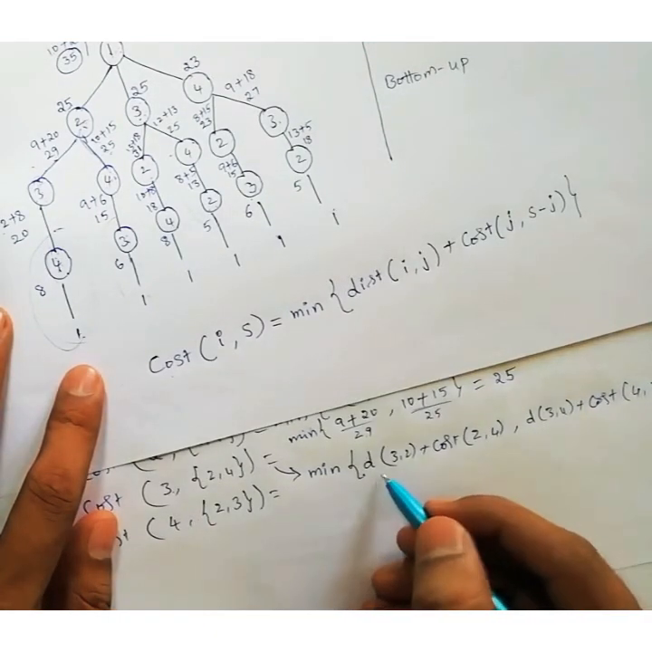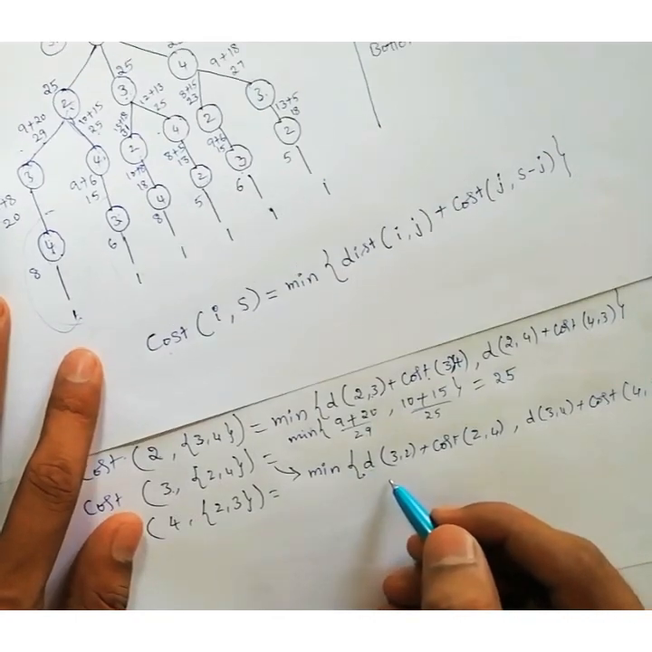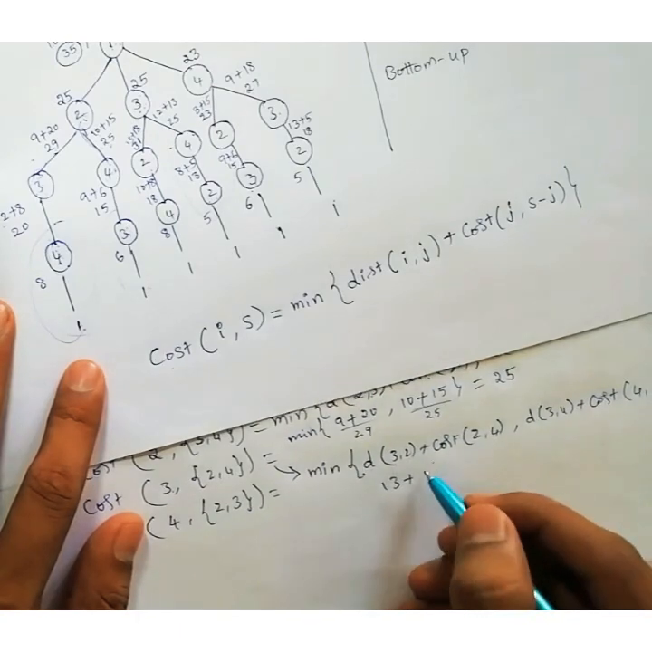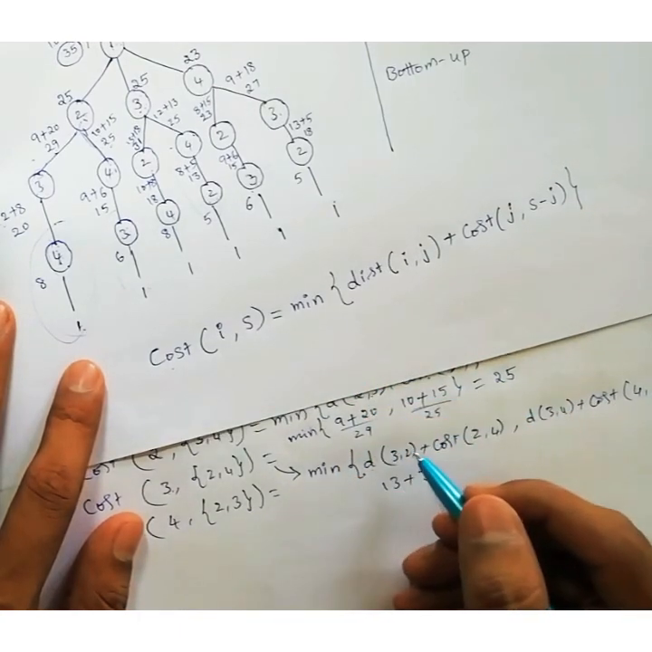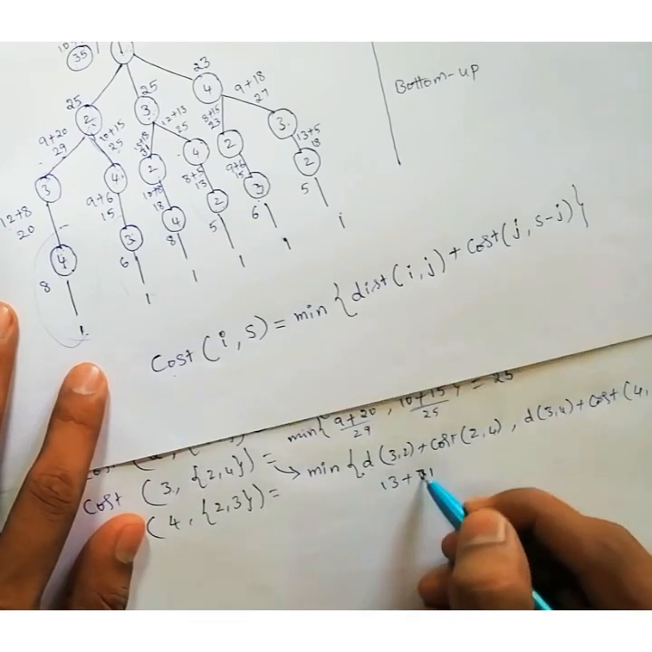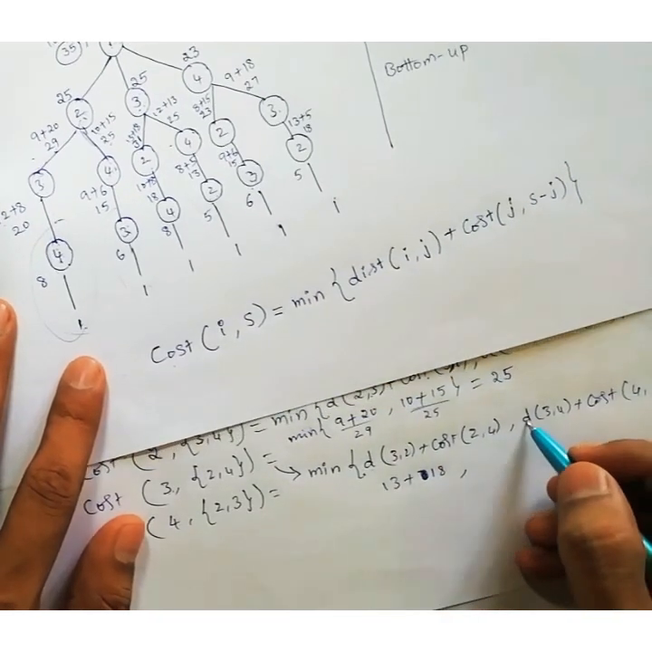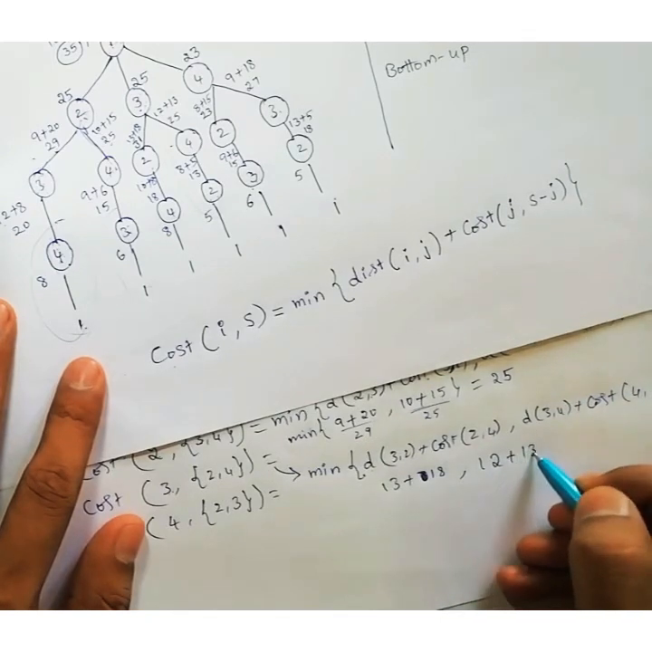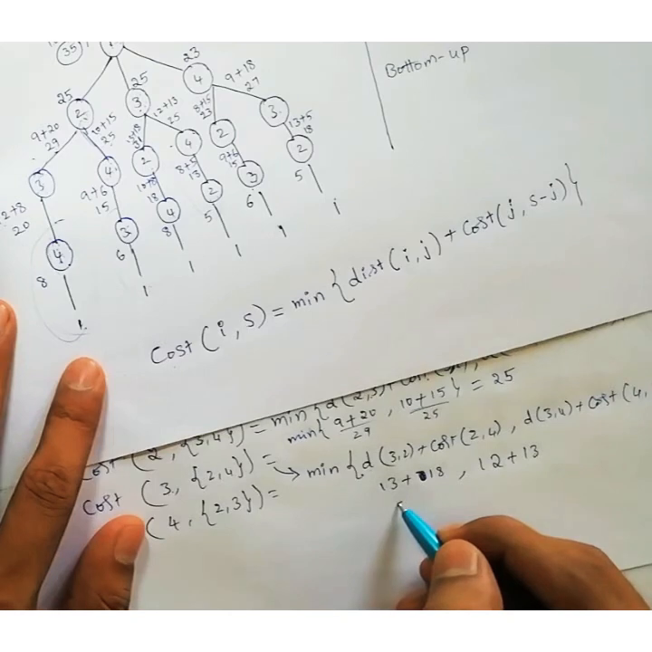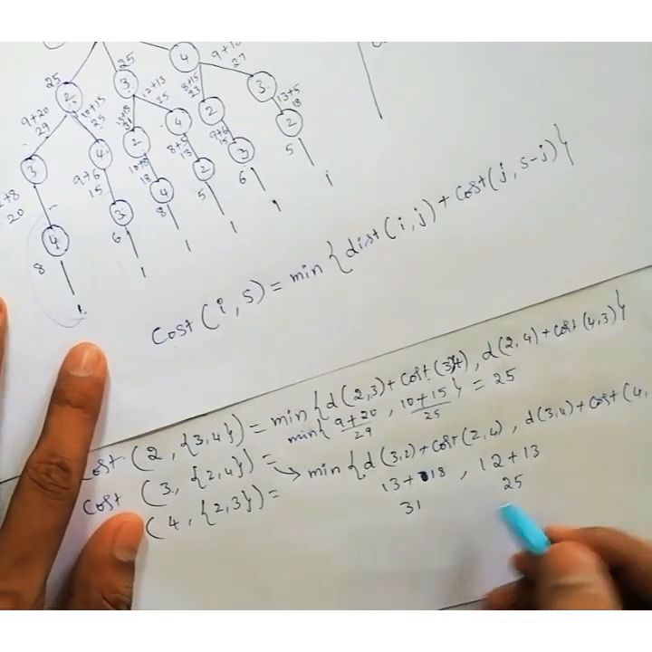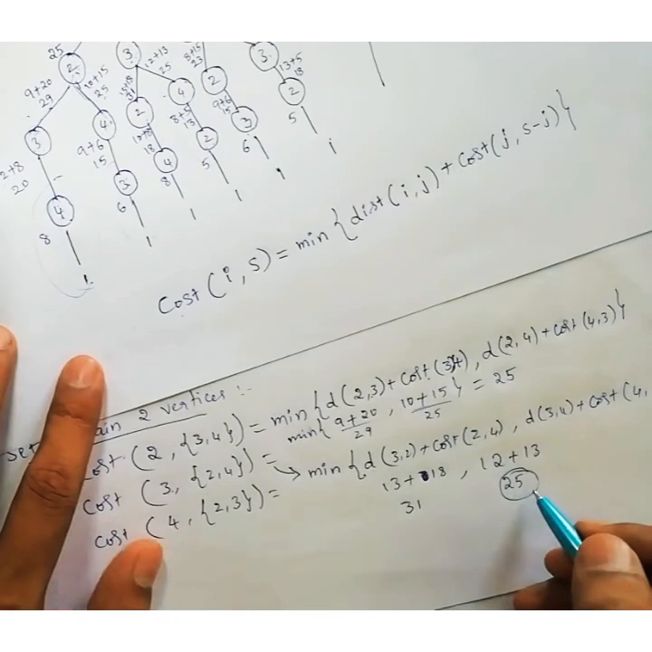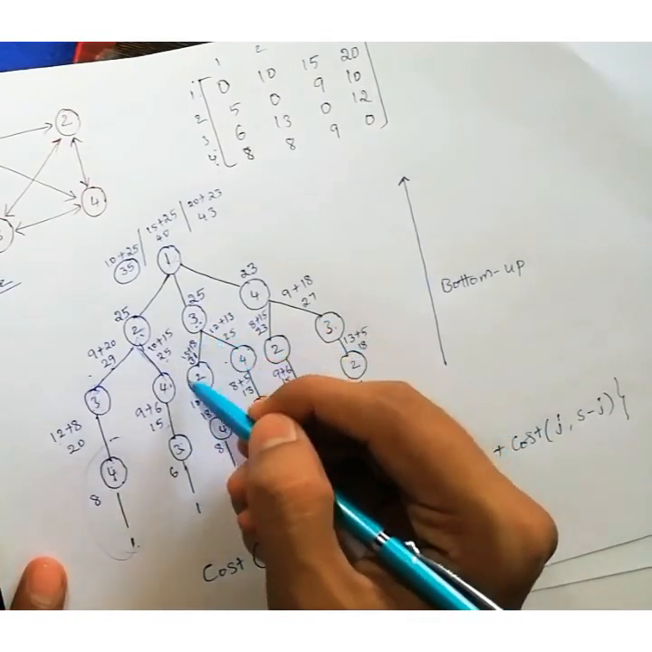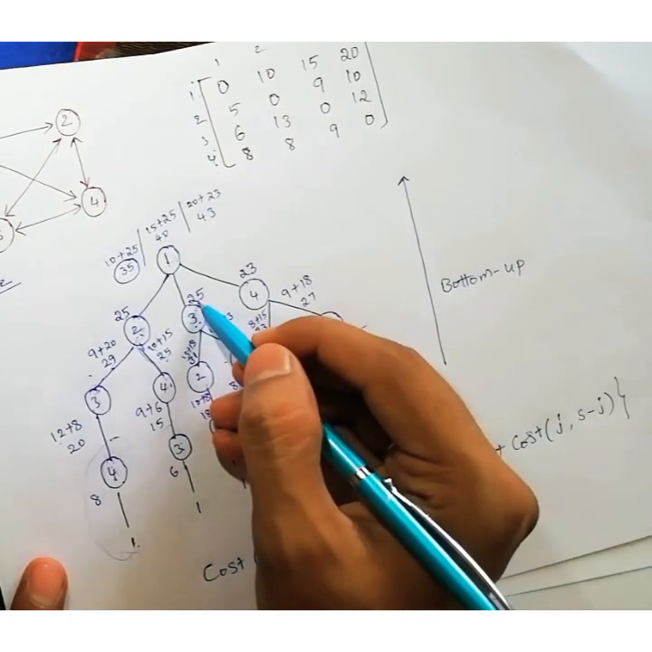And what is the value? So distance of 3 to 2 is 13 plus cost of 2 to 4 is 18, comma, next distance from 3 to 4, 12 plus cost from 4 to 2, that is 30. So total, this one will become 31, this will become 25. Which one is the minimum? 25. So total cost of 3 is 25. Either this one or this one, which one is the minimum? 25. So 25 will become the cost.